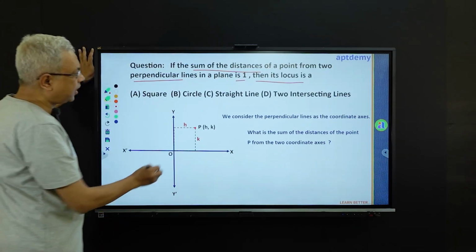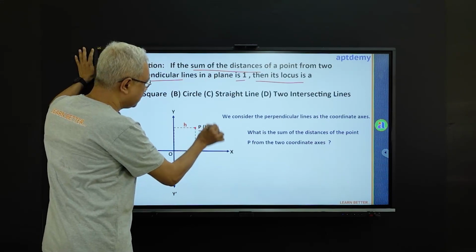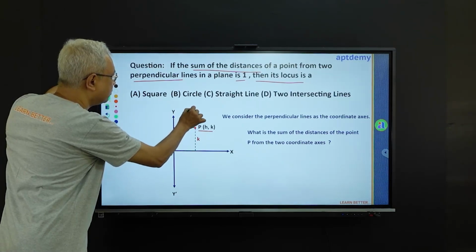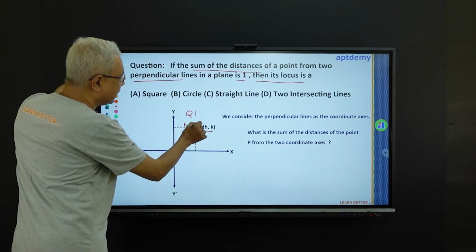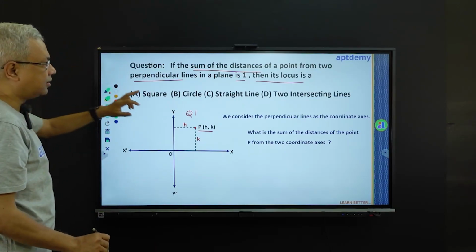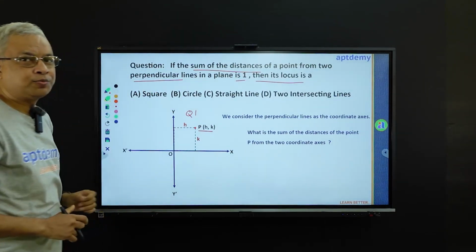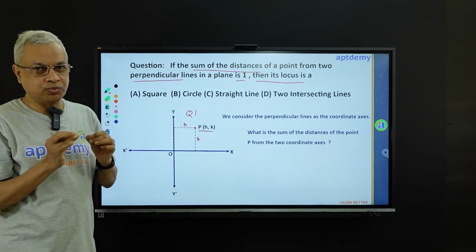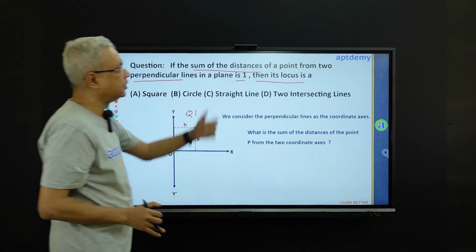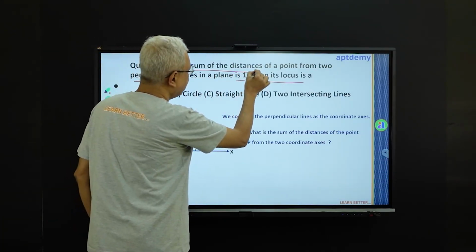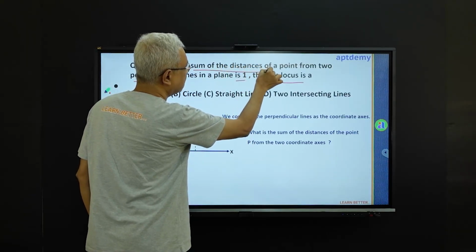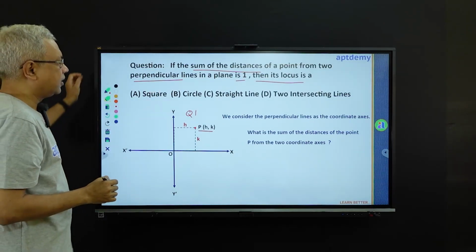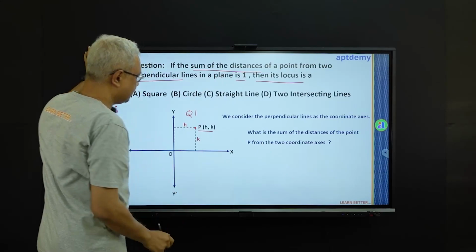Now consider an arbitrary point P. Incidentally, here the point P is kept in quadrant 1 of the coordinate system and its coordinate is (h, k). Now we know in a locus problem the point moves under a condition, under a constraint. Here the condition is that the point is such that its distances from two perpendicular lines, in this case the coordinate axes, sum to 1.